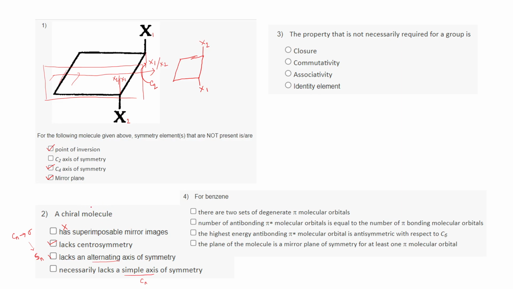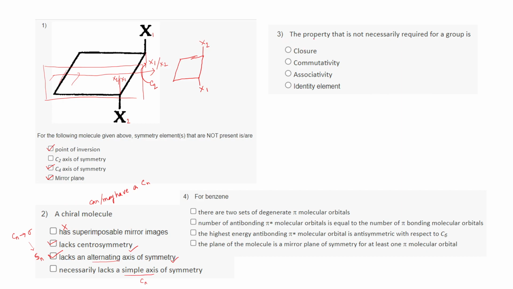So a chiral molecule may have, like the example I have shown you, a simple axis or the Cn, but it will lack an alternating axis of symmetry. So it will lack two things: one, centrosymmetry, and another, an alternating axis of symmetry. If I have some more time at the end, I will try to discuss one example from this. But for now, let me go ahead to question number 3.